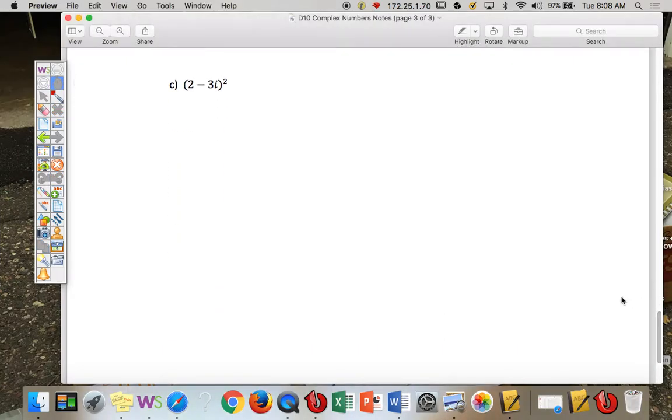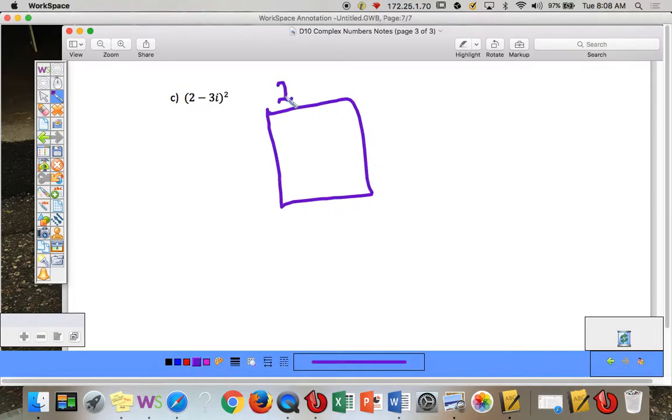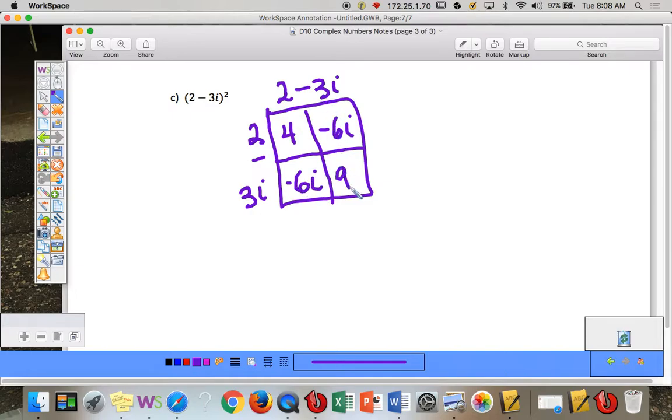The last example, we have 2 minus 3i. So we're going to multiply 2 minus 3i, 2 minus 3i. We have 4 minus 6i. 2 times negative 3 is negative 6i. And then we have 9i squared. Again, i squared is negative 1. 9 times negative 1 is negative 9. Combine like terms, we have 4 minus 9, which is negative 5. And then negative 6 minus 6 is negative 12i.